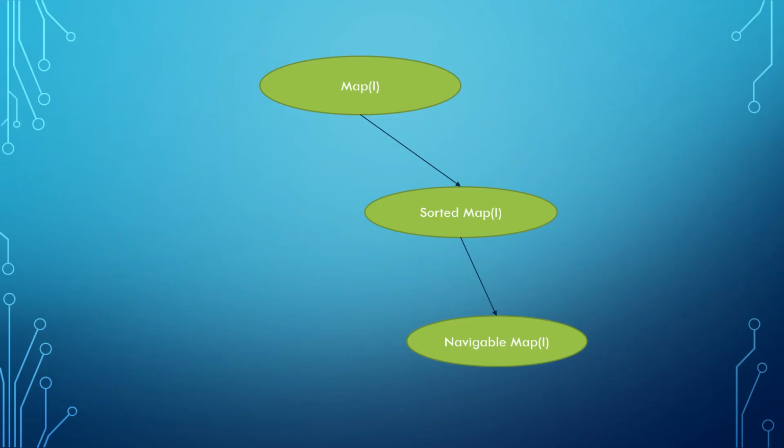This is the diagram for the map interface. Map has a child interface sorted map, and sorted map has a child, navigable map.